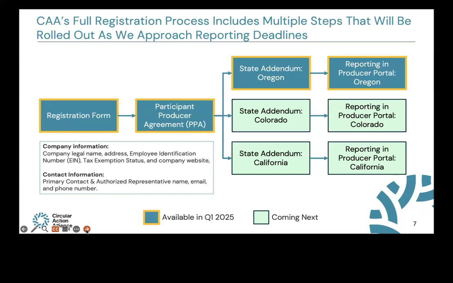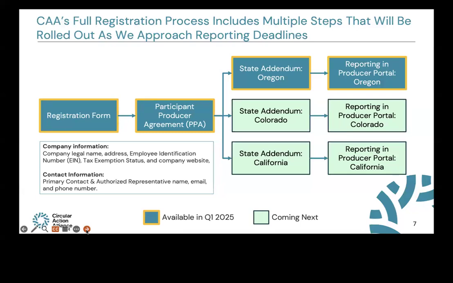The first step in the registration process is to complete the registration form on CAA's website. We'll ask you to provide company information and contact information for a primary contact and an authorized representative. After submitting the form, CAA will process your information and send your company a copy of the Participant Producer Agreement, or PPA. It's the legal agreement mentioned on the last slide. Once the PPA is signed, you'll gain access to the reporting guidance and will be set to receive credentials for the producer reporting portal in early February 2025.